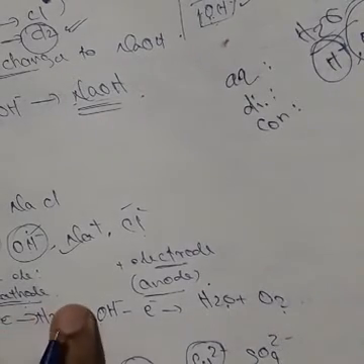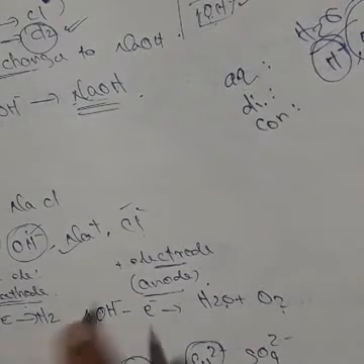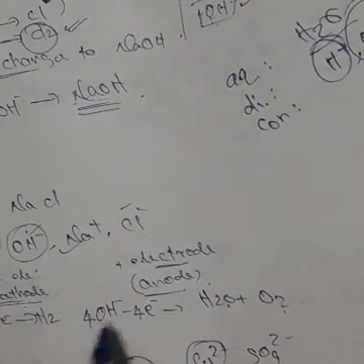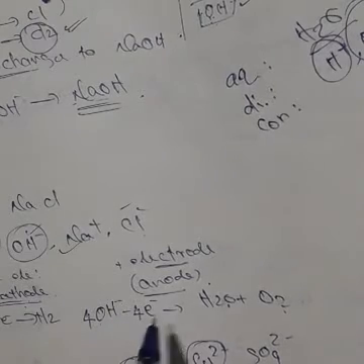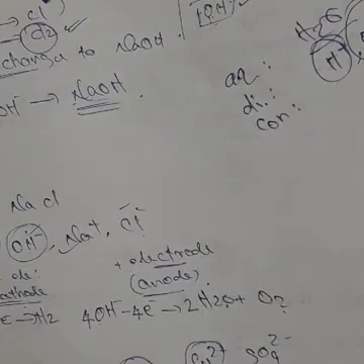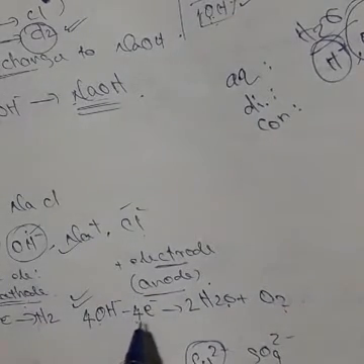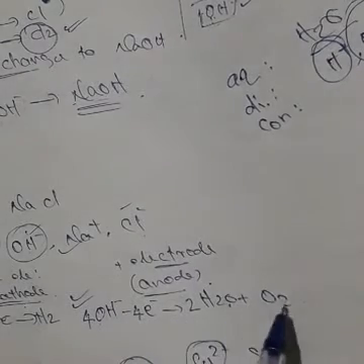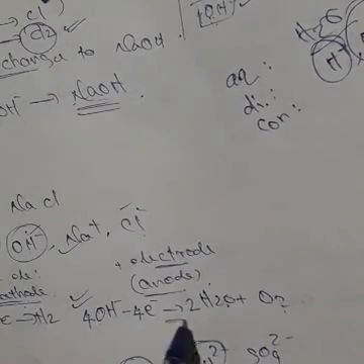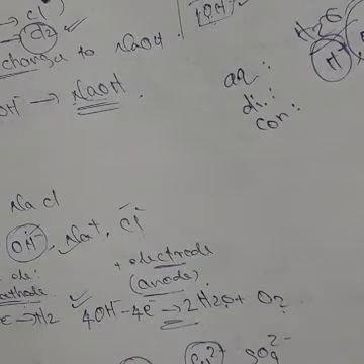Look here, 1 OH minus loses 1 electron, so 4 OH minus lose 4 electrons. 4 OH minus minus 4 electrons gives 2 H2O plus oxygen. Now it is balanced. You have to remember this equation: 4 OH minus minus 4 electrons giving 2 H2O plus O2. Now it is a balanced equation. So this is the reaction taking place at the anode.